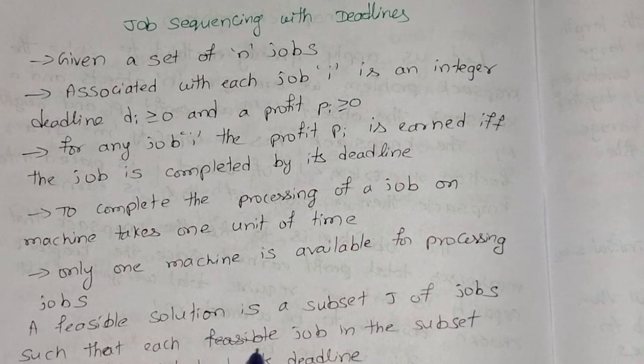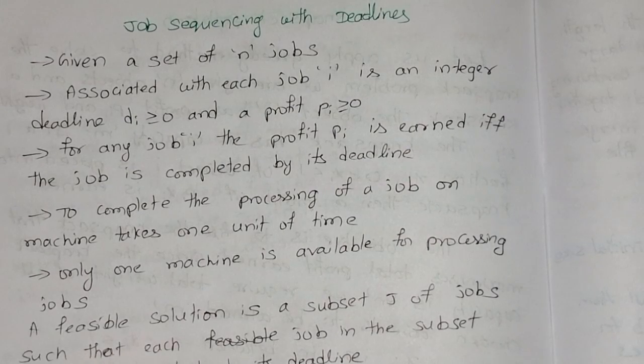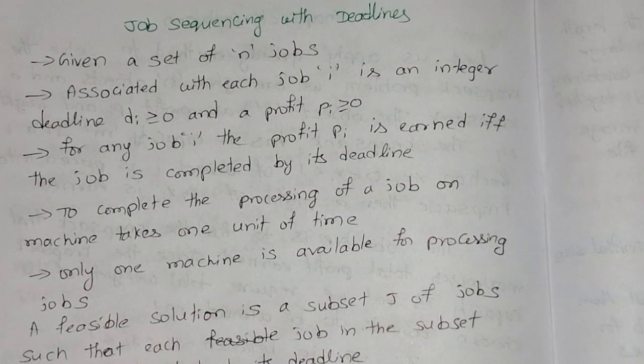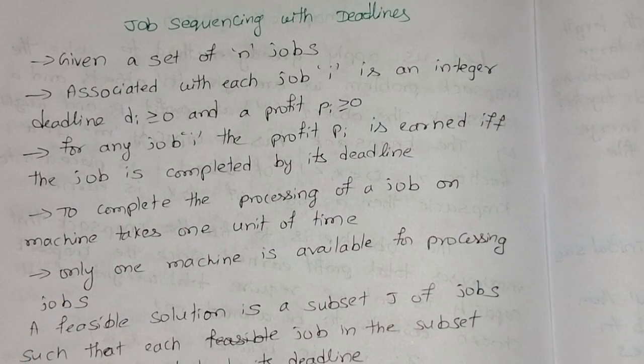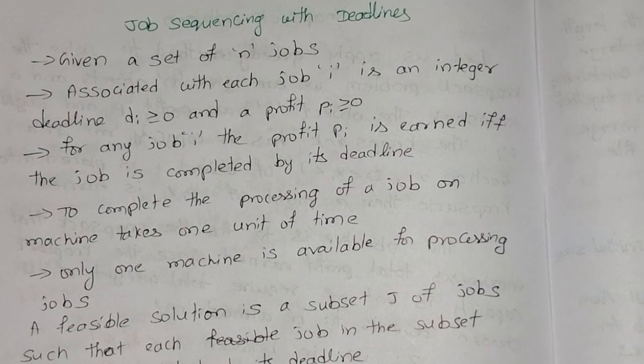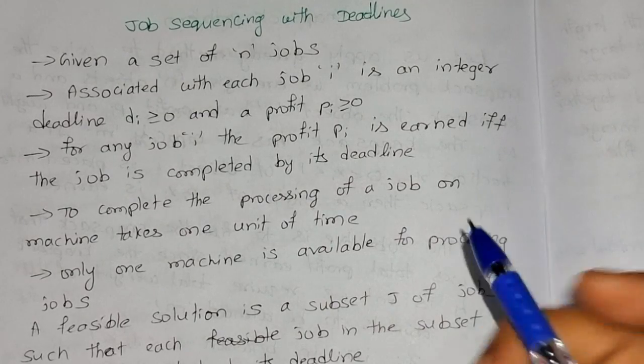Suppose you went to consult a doctor. Each person will be having some time limit, right? A person can wait for half an hour, or another person can wait for 1 hour, and some person can wait for 2 hours. So every person can wait for certain units of time. That is the deadline period of that particular person.